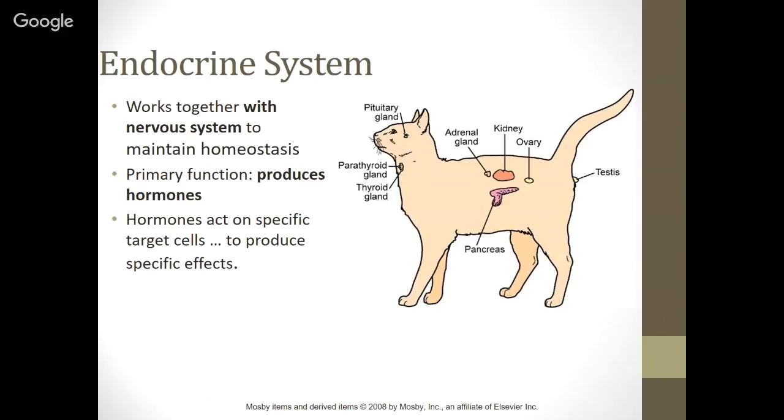So the endocrine system works together with the nervous system to maintain homeostasis. Its primary function is to produce hormones, and those hormones act on specific target cells to produce specific effects. When you look at the picture of this cat, you can see all the endocrine organs that we'll be talking about. We have the pituitary gland in the brain. There's also a pineal gland in the brain that's not shown here. It's very close to the pituitary gland, so it'd be difficult to differentiate between the two in this picture.